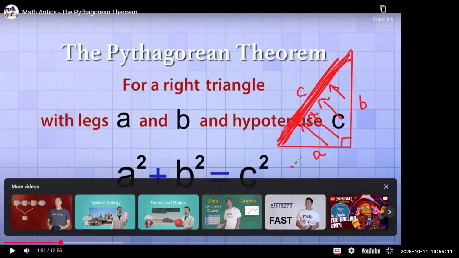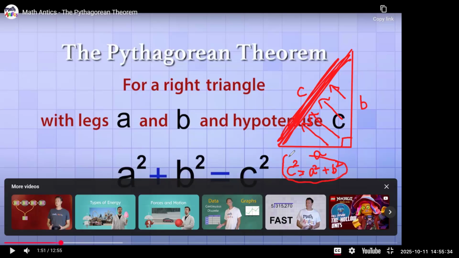So they are saying c squared means square of the hypotenuse. Square means if you multiply the number by itself, so we have studied exponents, that is equal to a squared plus b squared. So c squared is equal to a squared plus b squared, that they are saying. And this is only valid for a right angle triangle. Conversely, if in a triangle c squared is equal to a squared plus b squared, then it becomes a right angle triangle for sure.